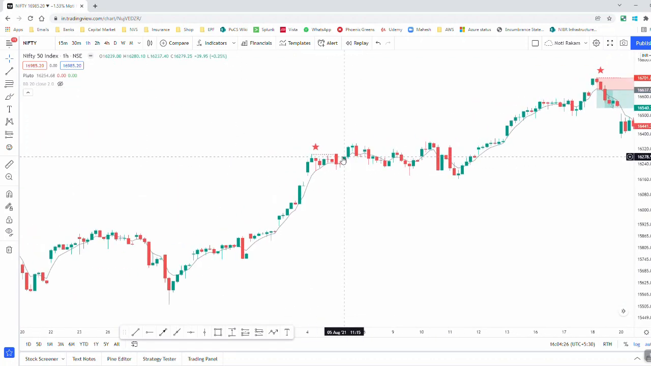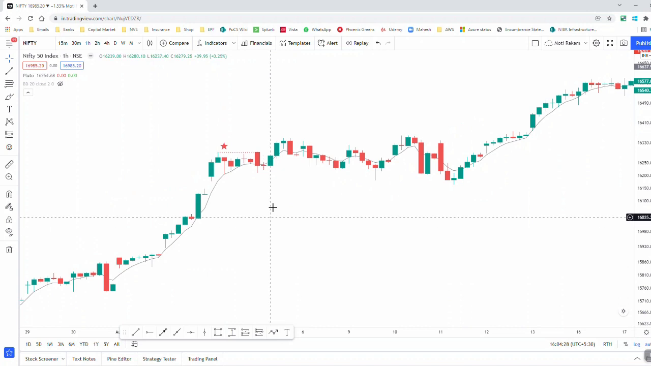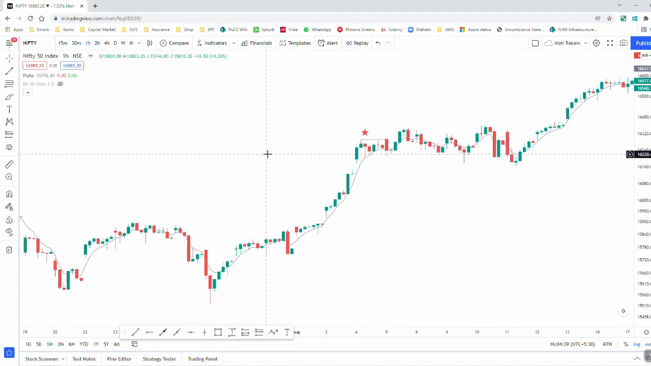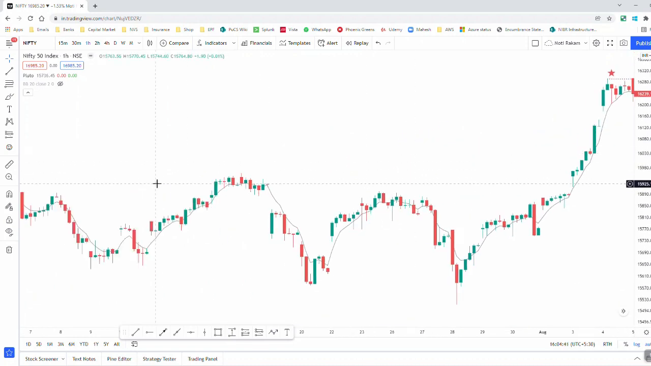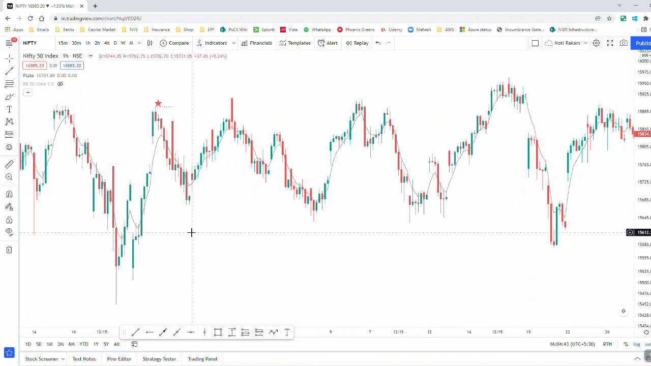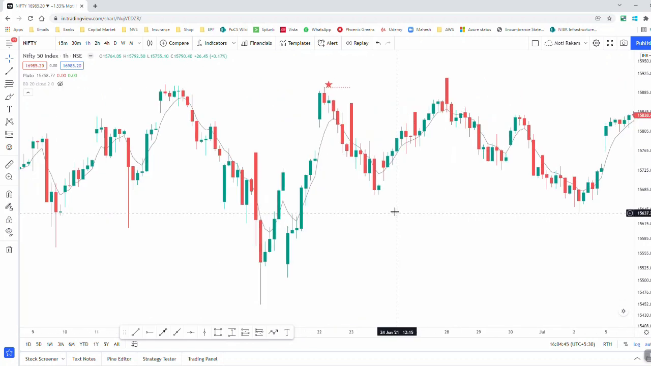Here, let's see this one. If I understand it right, this is the fifth candle right after the star: 1, 2, 3, 4, 5. Within the signal range, a candle closed below 5, but I got the stop loss hit. Okay, there's no holy grail here. The momentum was strong and it went. Okay, now look at this one.